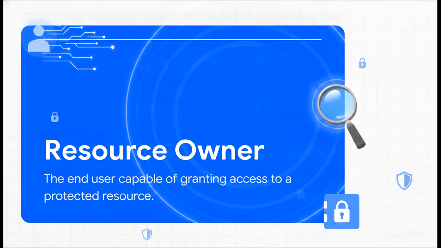To really grasp the flow, we need to rapidly define the 4 core roles straight from the official RFC 6749 specification. First up is the resource owner. And in almost every single scenario you'll run into, the resource owner is simply you. You're the end user. You are the entity that's actually capable of granting access to your protected resources, like your profile info or your personal photos.